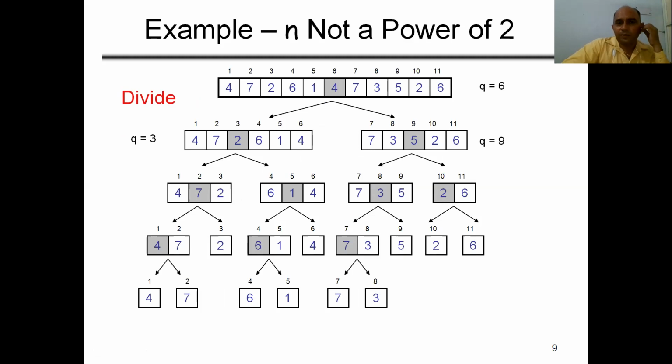This is another example. You can see n is not a power of 2, it means the number of array elements is odd. If we talk about an odd number of elements, we can apply the formula first index plus last index upon 2, that becomes 6. So the first subarray contains 6 elements, and the other contains 5 elements. Similarly, we can divide these two arrays, and you can see the logic of dividing the array elements.